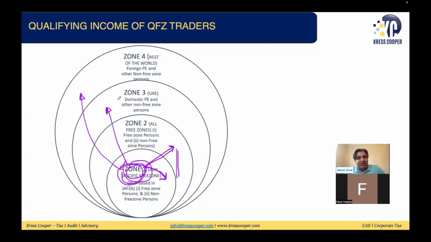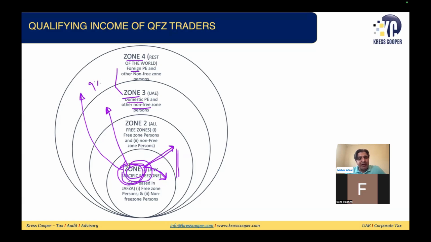Whenever this trader is selling any goods to a non-free zone person, might be here in zone 3 or zone 4. Zone 3 means mainland, UAE mainland. Zone 4 means out of the UAE. They said if this trader is selling the goods to their domestic PE or the foreign PE, in these cases it will be considered non-qualifying. It will be straightforward subject to tax.